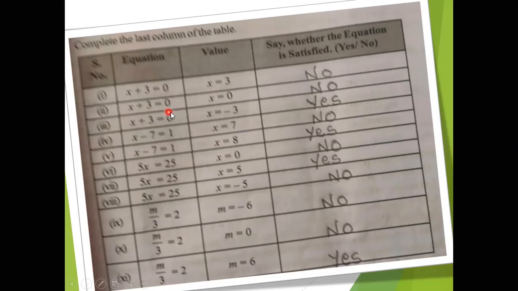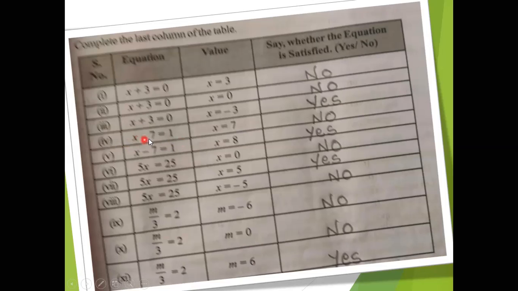Next, in the same way, x plus 3 equals 0 and the x value is 0. So 0 plus 3 equals 0. 0 plus 3 gives us 3, and 3 is equal to 0? No. Next, x plus 3 equals 0, whereas the x value is minus 3. So minus 3 plus 3 equals 0. Minus 3 plus 3 gives us 0. So 0 equals 0. So this statement is true for us.